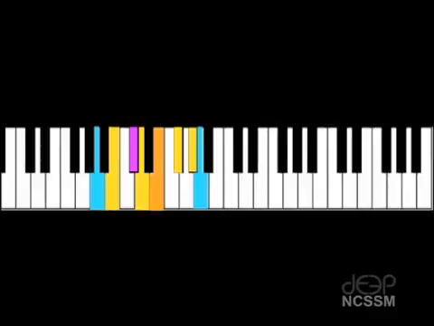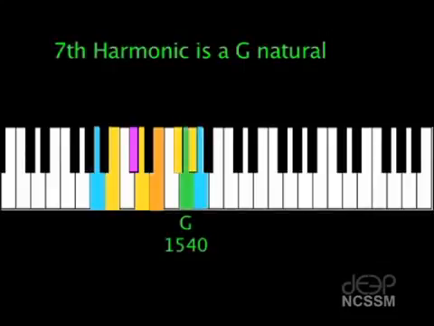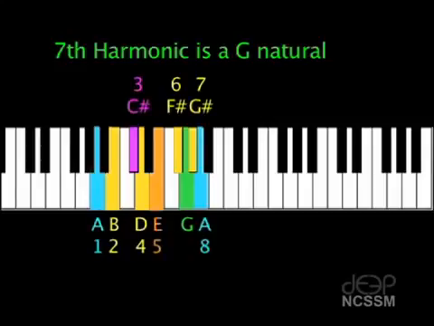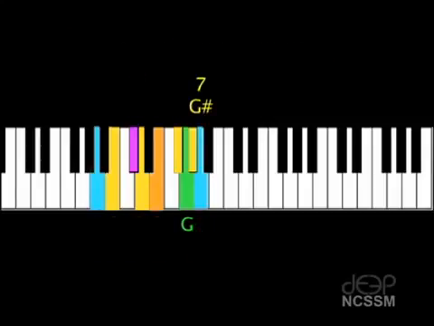Finally, the 7th harmonic is a G natural. Now this may not seem to fit into the pattern of the A major scale. A major has a G sharp. G sharp is the 7th note of the scale. And while it would take more time than we have today to fully explain the presence of a G natural in this series, I would like you to hear what it sounds like within the chord.